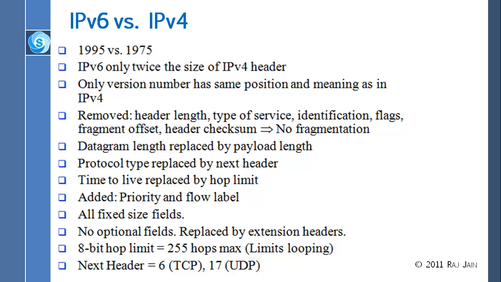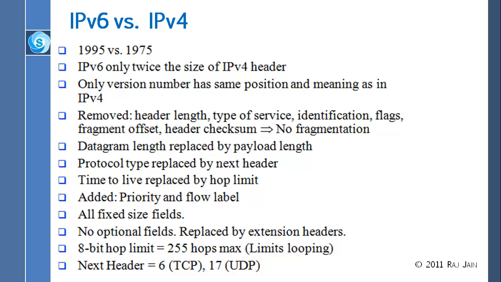All right, so now there are all fixed size fields and no variable size fields, like before where you had the options and other things. There is no optional field, but you have optional headers, so a whole set of fields is optional together. Then there is the 8-bit hop limit.